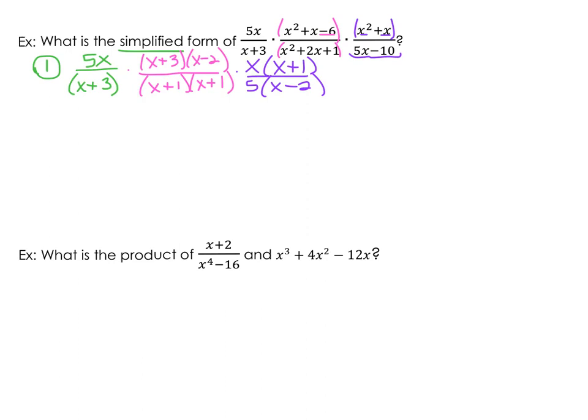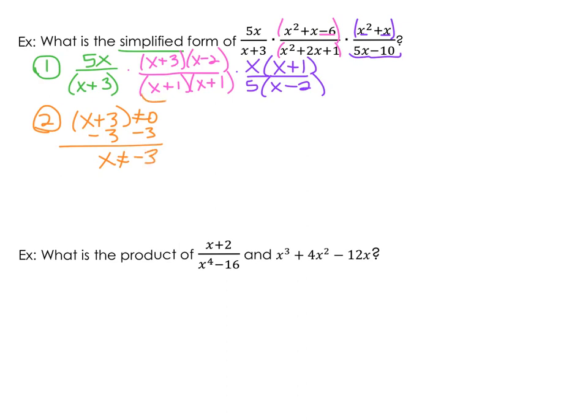Speaking of that next step, we're going to talk about the domain. That's step 2. Remember, all the denominators can't equal 0. In that first fraction, we've got x plus 3 can't equal 0, and that means if we move the 3 over, x can't equal negative 3.